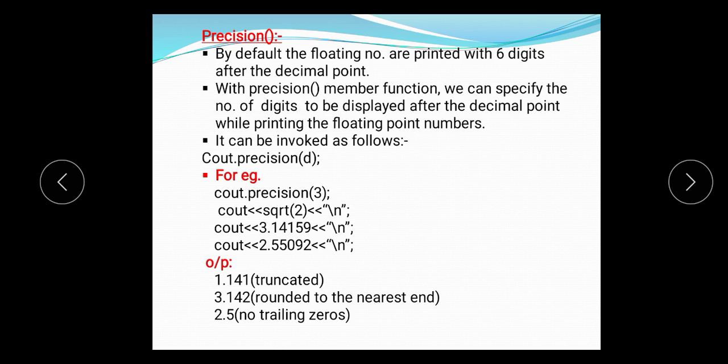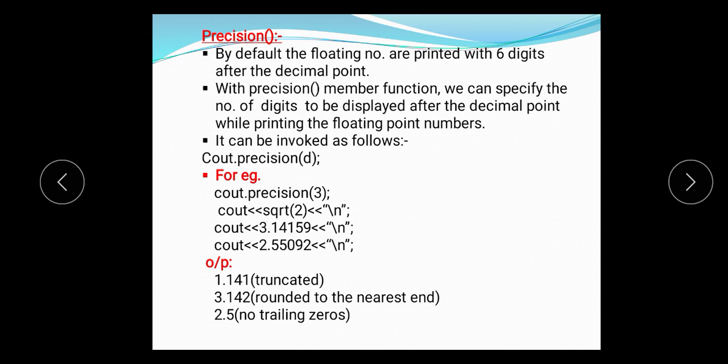This is a member function of the iostream class, so we can call this function with the help of the cout object. So cout.precision(3), cout sqrt(2). Here we are calculating the square root of 2. Whatever result we get, we are setting the precision to 3. So after the decimal point, it will display only 3 digits.